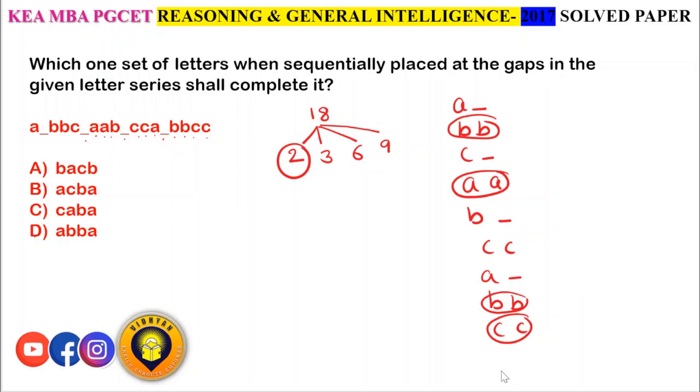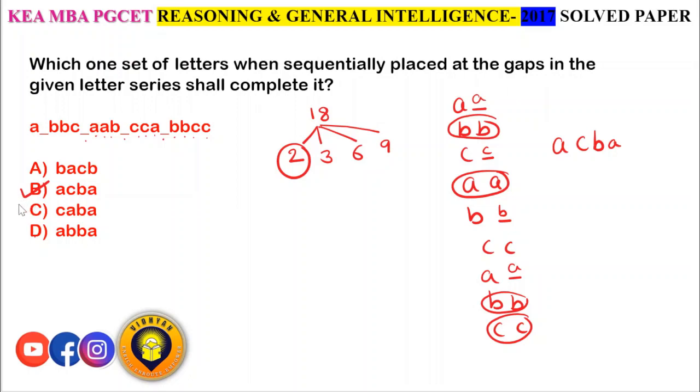If you go with that logic, which letter will come in the first blank? The first blank will be A, the second blank will be C, then this blank will be B, and this blank will be A, correct? So the letters you have filled in order are A, C, B, A. Therefore, option B is the right answer, because now it follows the pattern AABBCCAABBCC. So your logic is correct and your answer is A, C, B, A.